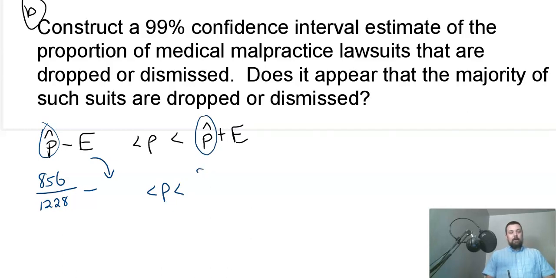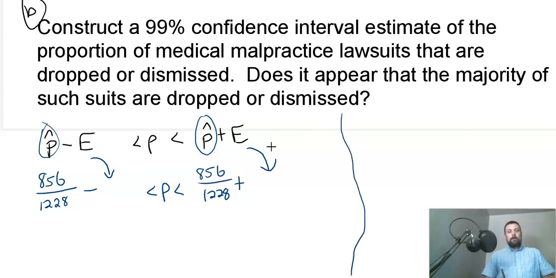P hat, again, is 856 over 1,228 plus whatever that same margin of error is, which I don't know yet. So I have to pause this, right? I have to put this on timeout because I don't have all the information I need to get my answer yet. And I need to go searching for E, right? So I'm going to kind of divide this off. I'll come back to this later once I have the information I need.